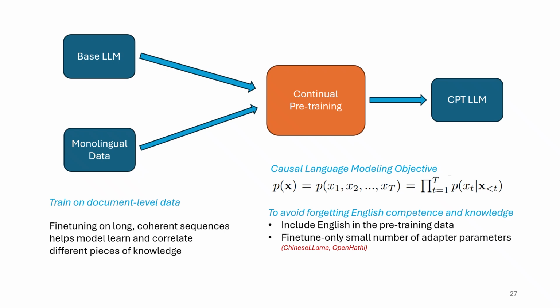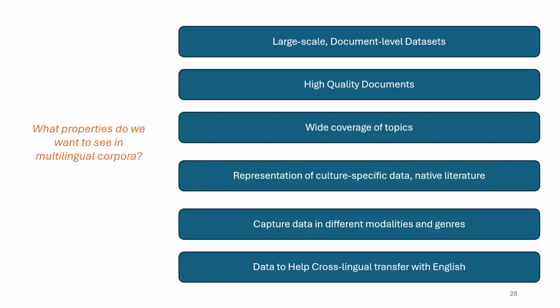One thing to take care of here is that we don't want to forget English competence and knowledge. Therefore, one option is to include English in the pre-training data, and two is to fine tune only a small number of adapter parameters. So you freeze most of the English LM as it is, then add a few adapter parameters, and only fine tune these parameters on data from the new language. Of course, that puts a limit on the capacity for learning the new language, especially if you have a lot of monolingual data in the new language.